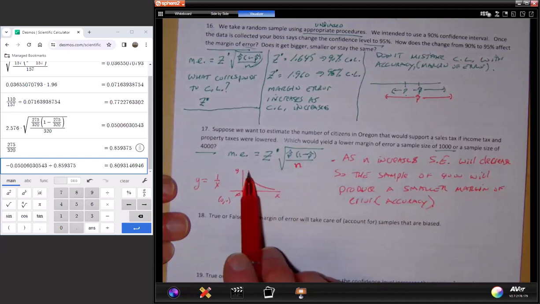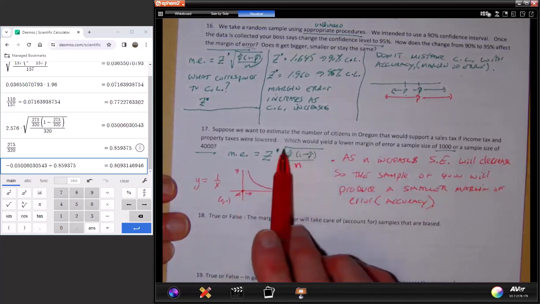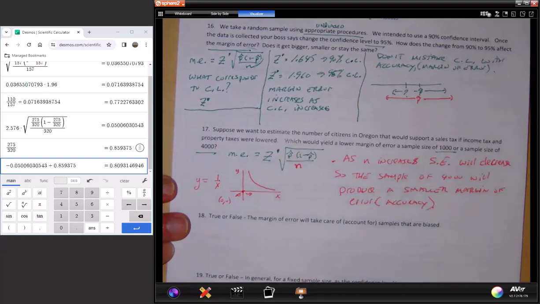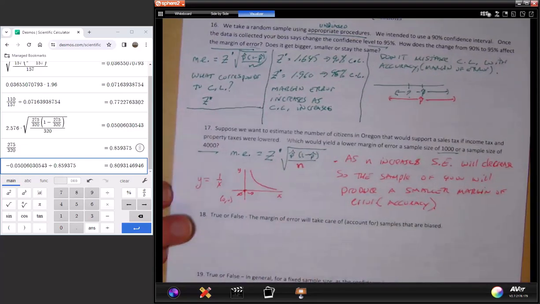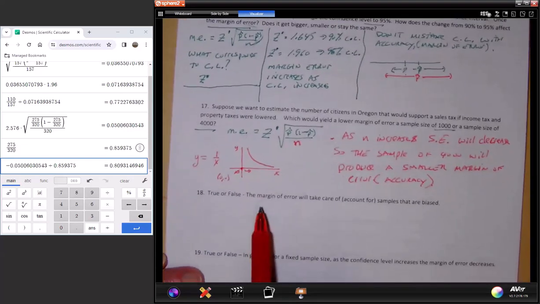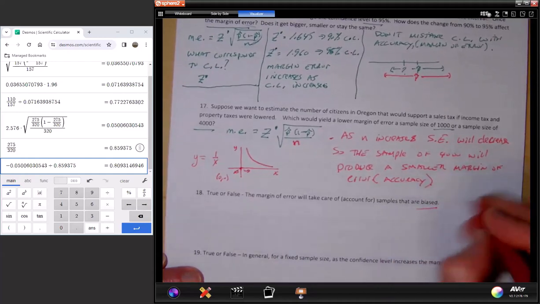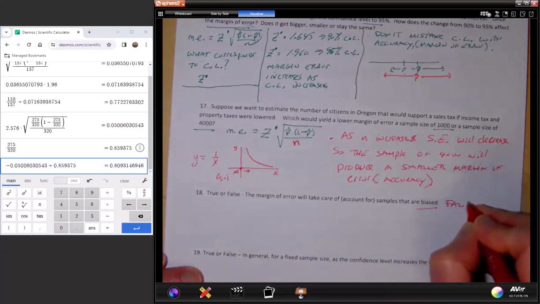Eventually it slows down. And that's what's happening here. As n goes up, there'll be an initial decrease in the margin of error. It will be sharp, and then eventually it flattens out. Okay. True or false? The margin of error will account for samples that are biased. And the answer is false.